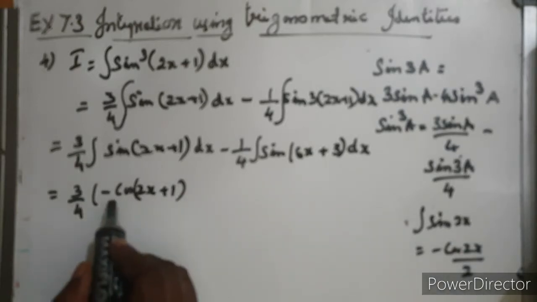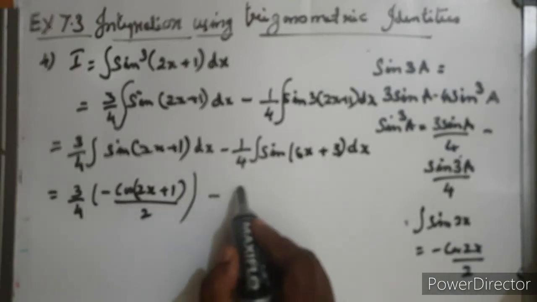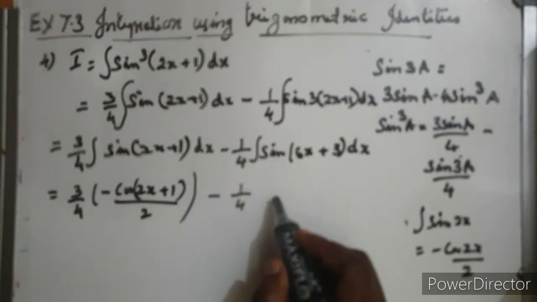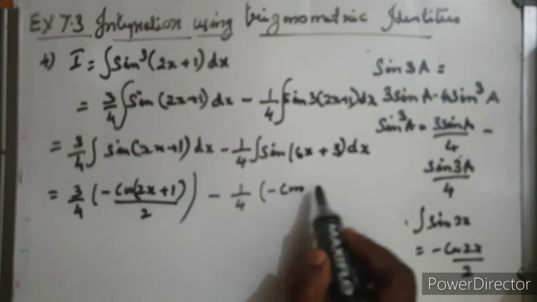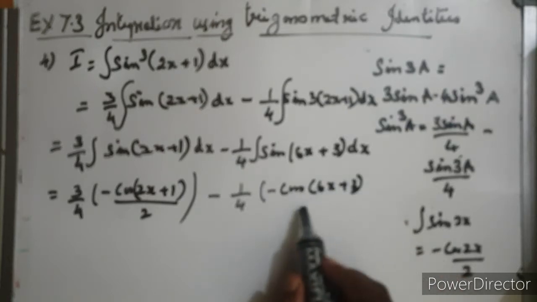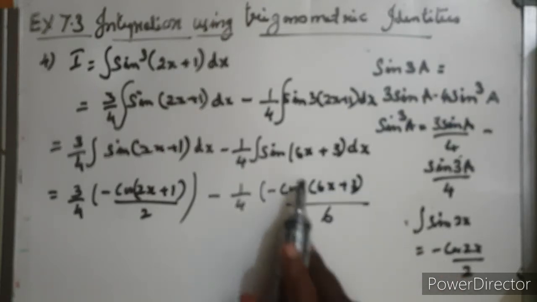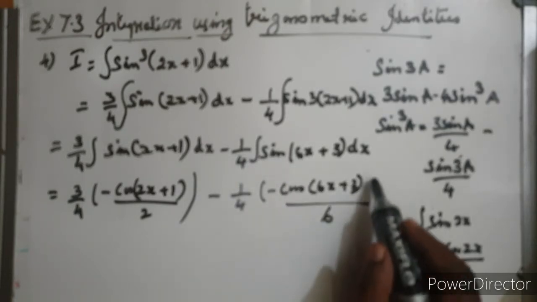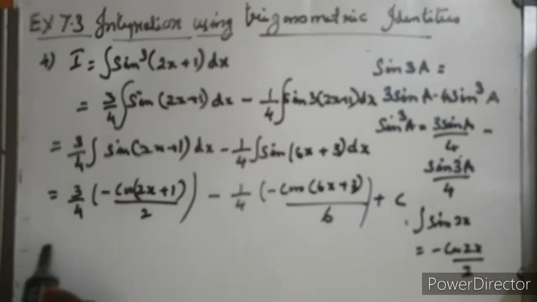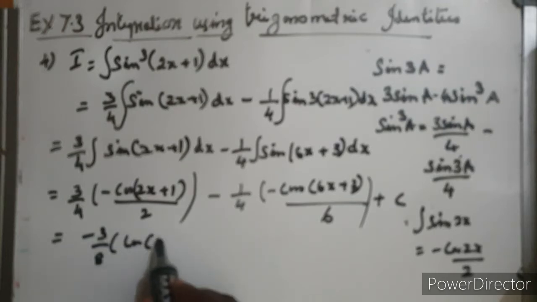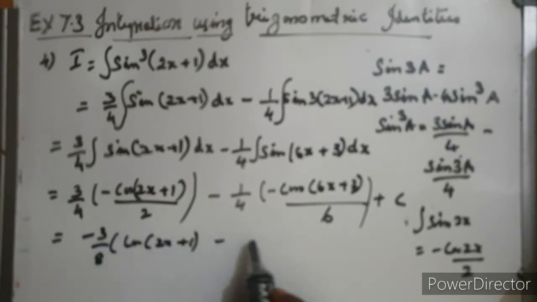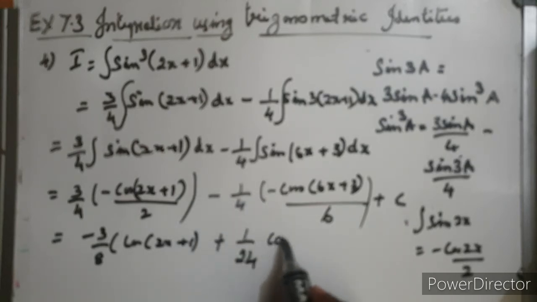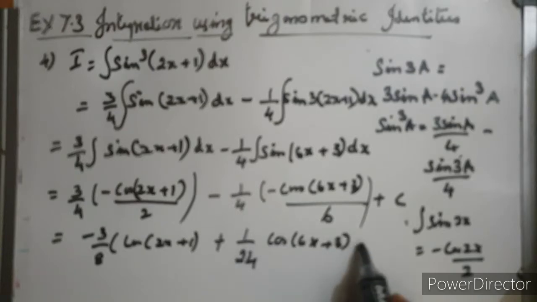So I am writing by 2, minus 1 by 4 of integral of sin(6x + 3) is minus of cos(6x + 3) whole by 3. Here I have sin 6x. When I integrate this, I am getting minus cos 6x by 6 plus some c. So which is equal to minus 3 by 8 cos of (2x + 1), minus into minus plus, so plus 1 by 24 cos of (6x + 3) plus c.